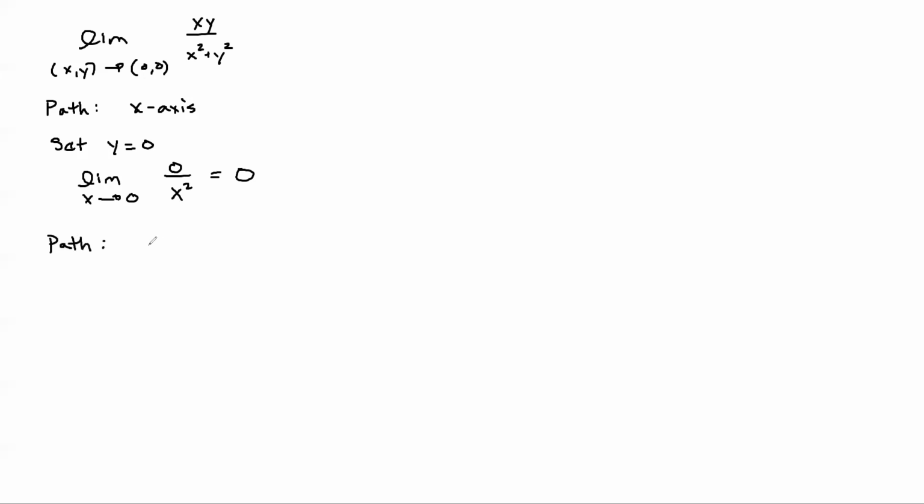All right, so you're like, all right, cool. Let's try the y-axis now, and I'll get a different value, and then we'll be done. But watch what happens. Set x equal to 0, you get the limit as y goes to 0, and this time it's 0 over y squared, and look at that, it's still 0. So does that mean we were wrong to try and show that the limit does not exist, and that the limit actually exists and is 0?